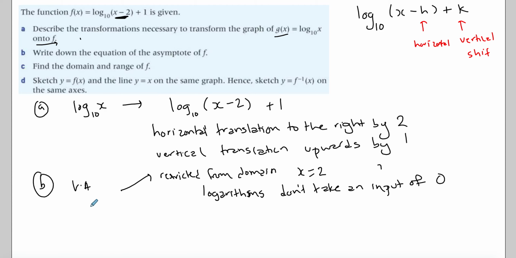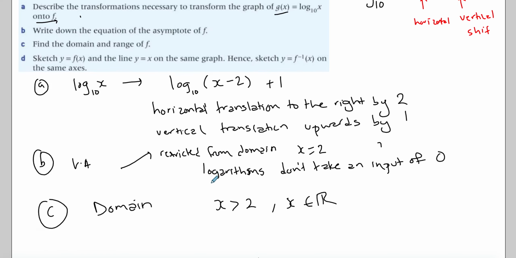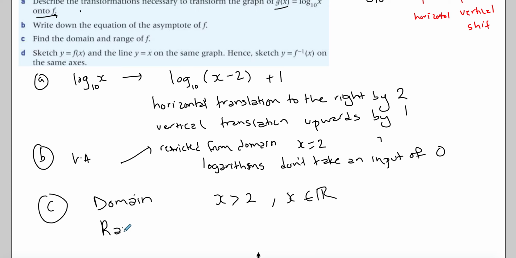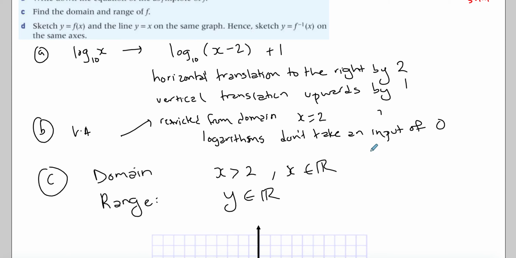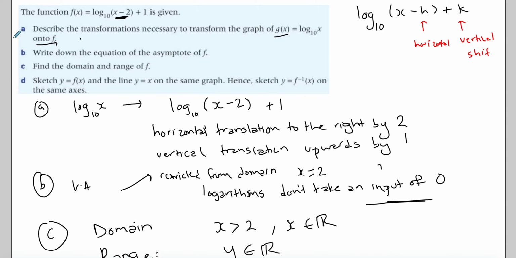So that would create my vertical asymptote, which helps me create my domain and range. So the domain is now everything bigger than my vertical asymptote, so x bigger than 2, and you could say x belongs to the real numbers. And then the range is not restricted for the logarithms. The range is just all the real numbers. So straightforward here.